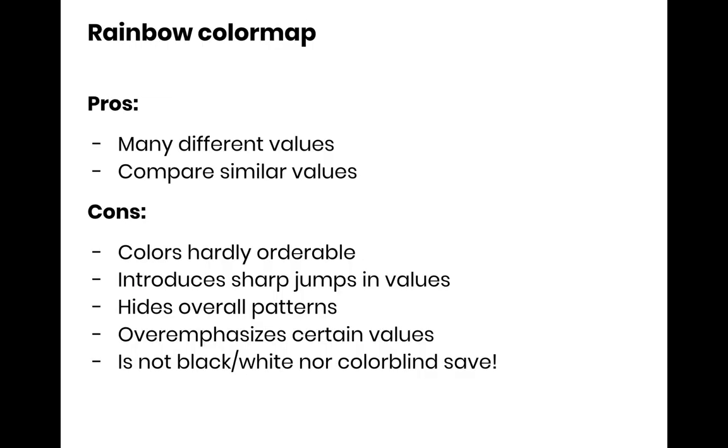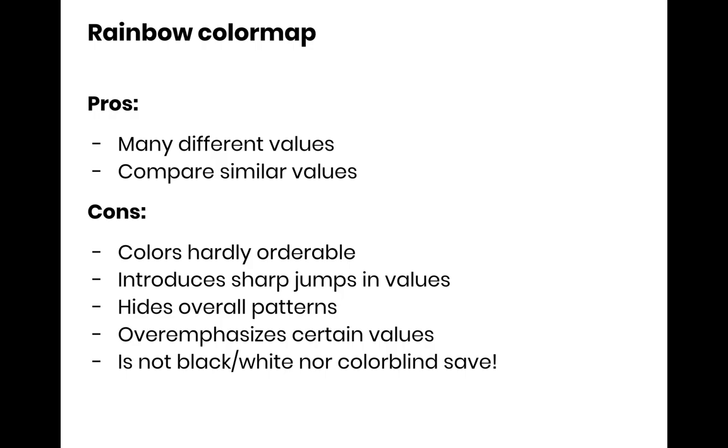So let's wrap up briefly, because color maps are a complicated issue, and you're going to find lots of literature on how not to use them. On the positive side, if we have many different values, the color map can show these values better than a gradual sequential color scale. We can also compare many similar values, as we have seen in the example with the map. We can see which areas of the map have the same height.